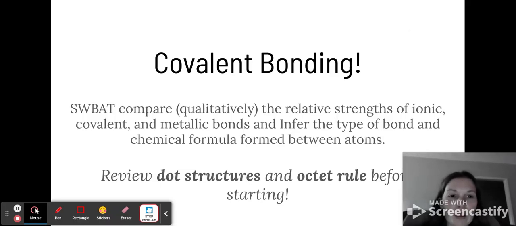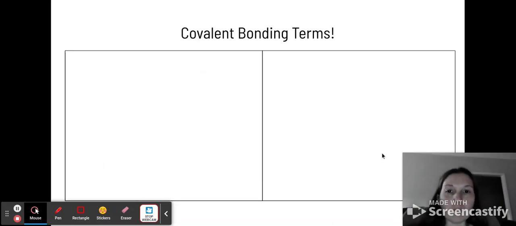Hey everybody, this is our lesson on covalent bonding, and by the end of this lesson you should be able to compare the relative strengths of ionic, covalent, and metallic bonds and infer the type of bond and chemical formula formed between the atoms. So we'll really focus on just the type of bond, not the chemical formula for now. But before you get started, you may want to go in and review dot structures and the octet rule. All right, so let's look at covalent bonding.